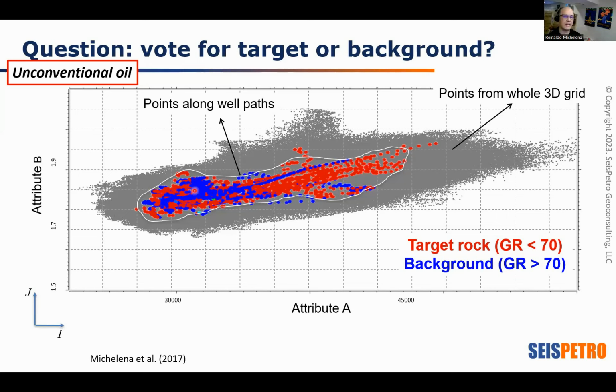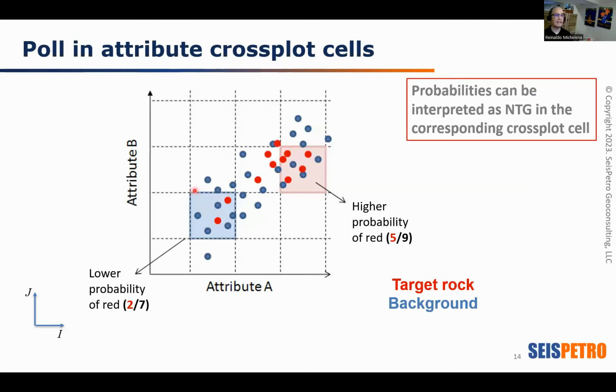Okay, so now our poll has been conducted. We have the results of the poll, but now we need to analyze it. We need to analyze to understand what this population was telling us. And with respect to this point of how we analyze the data, let's consider a zoom-in version of the previous cross-plot.